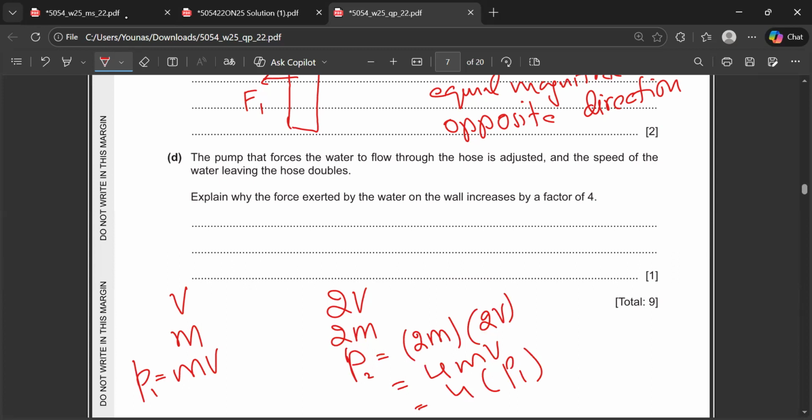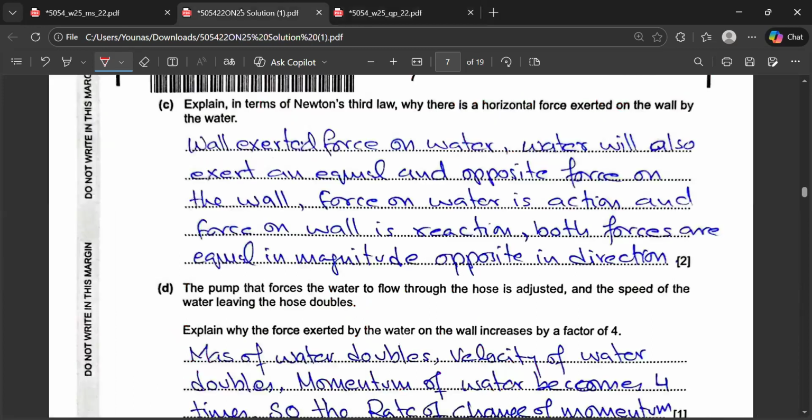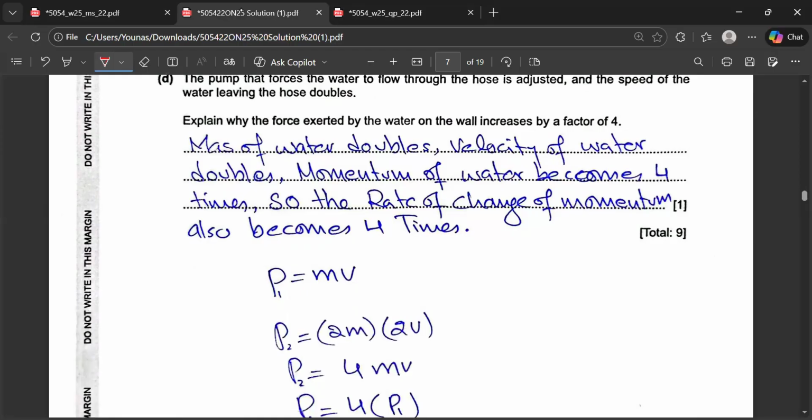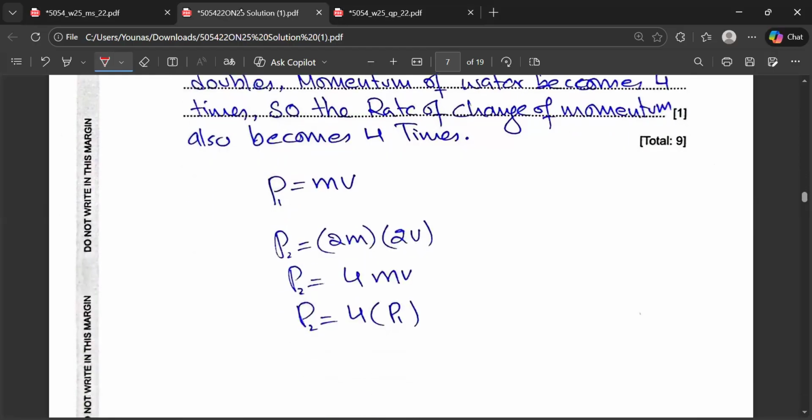It's a 1 mark question, but a little bit heavy question. Mass of the water doubles, velocity of the water doubles, the momentum of the water becomes 4 times, so the rate of change of momentum also becomes 4 times. So here I have tried to write the explanation.